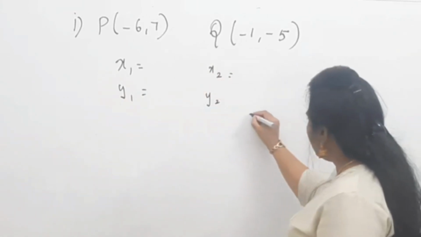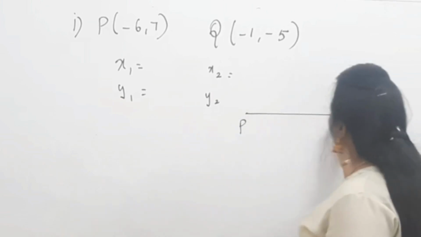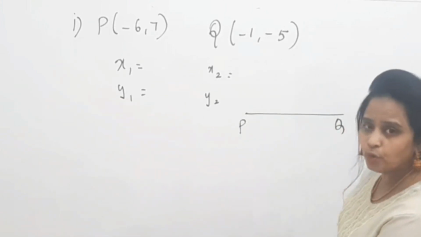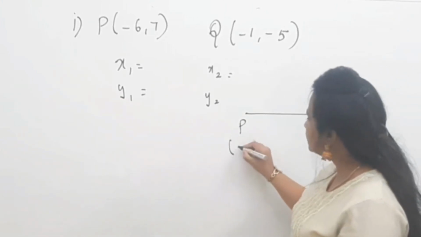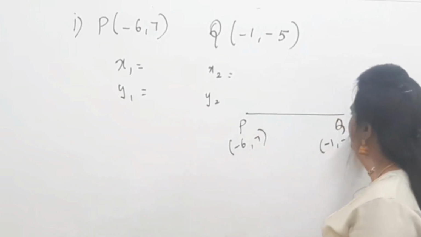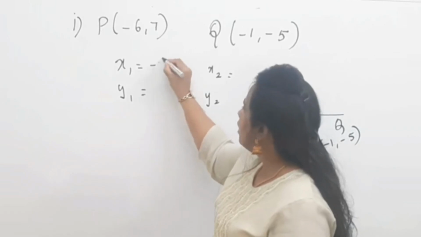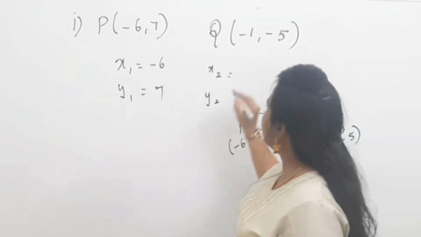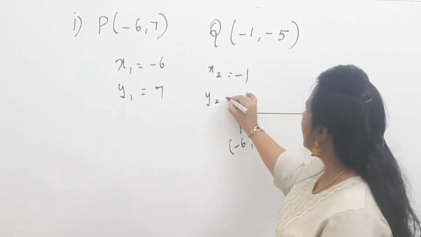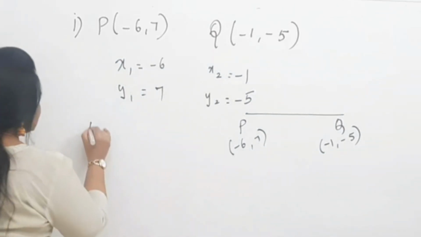Before going for that, as I told you, you will draw the diagram, P and Q. These are the 2 points given, and the coordinates are (-6, 7) and (-1, -5). So I write my points: x1 is -6 and y1 is 7, x2 is -1 and y2 is -5. Now I am going for finding my distance between them.